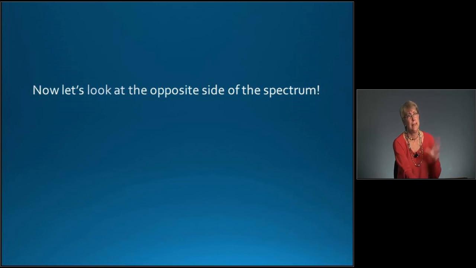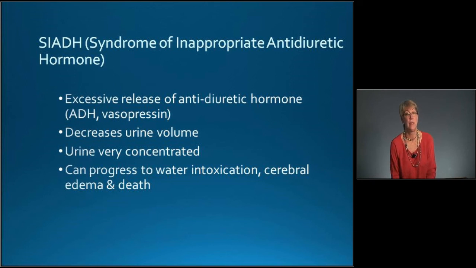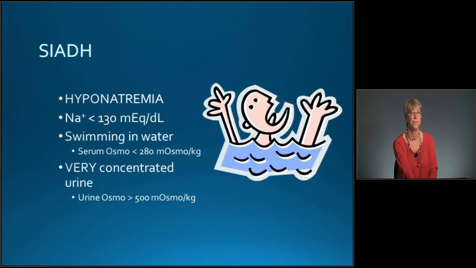So now, DI is on one side of the spectrum. The other, we have SIADH, or Syndrome of Inappropriate Antidiuretic Hormone Release. So what does this mean? It means I have an excessive release of antidiuretic hormone, or ADH, vasopressin. This is going to lead to a decrease in the urine volume, and our urine is going to become very concentrated. And this can actually progress to water intoxication, cerebral edema, and death. So it's nothing to fool with, but it's interesting. It's very common in the hospitalized patient.